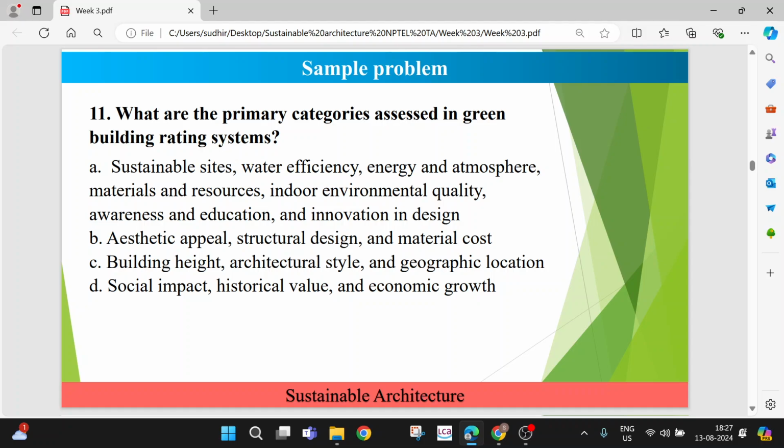All of you try to give an answer, and let's recall lecture 12 of week 3. Option A, sir. What are the primary categories assessed in green building rating?